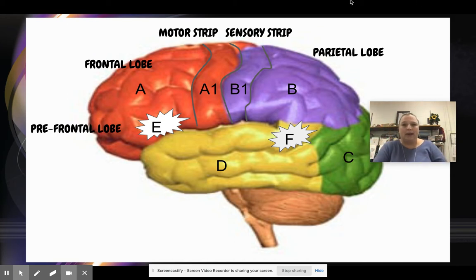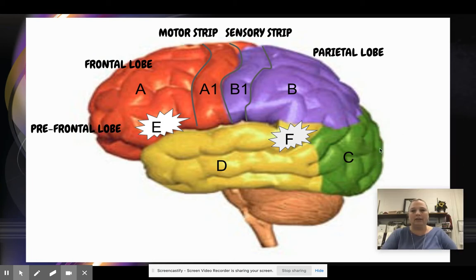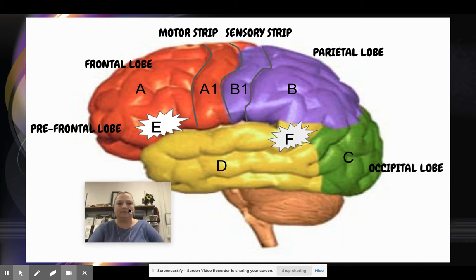Now, a little trick, the way I remembered this for my test, is remember that you have 2 headbands. Motor strip, sensory strip, and they go in alphabetical order from front to back. So you've got the motor strip, and then you've got the sensory strip after it as it moves backward. Just a little trick that I learned. Okay, letter C back here is your occipital lobe. If I can get it to show up. There it is.